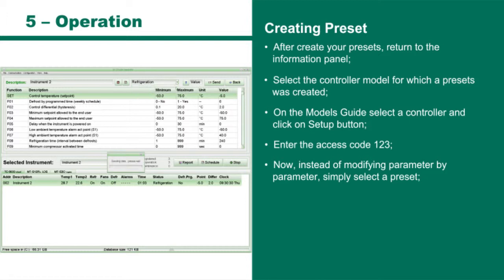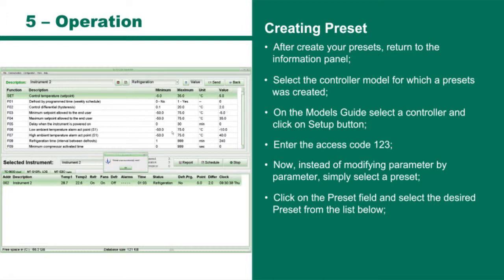Click on the preset field and select the desired preset from the list below. When selecting, Sitrad will send the configuration to the controller, which will automatically modify. Click on the OK button. Your controller has a new configuration.